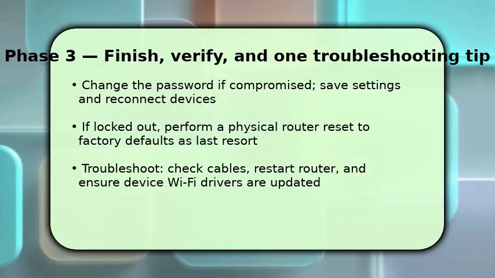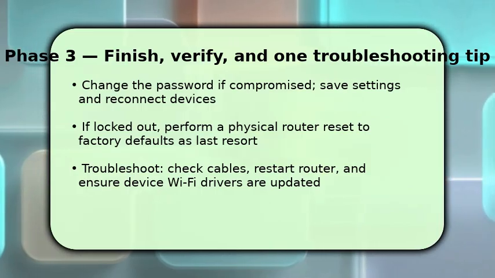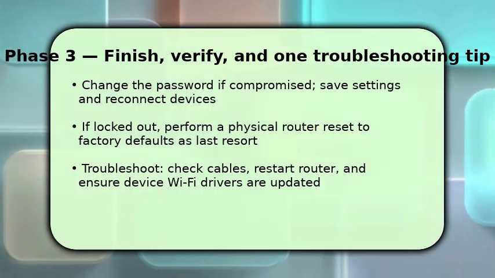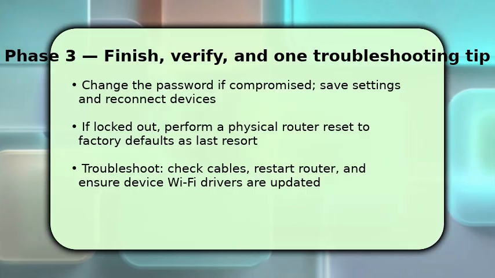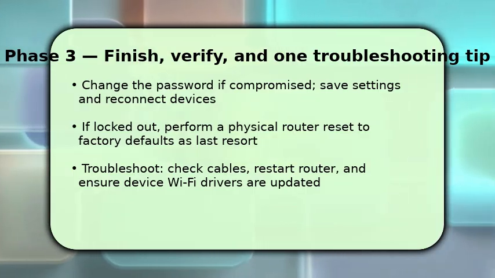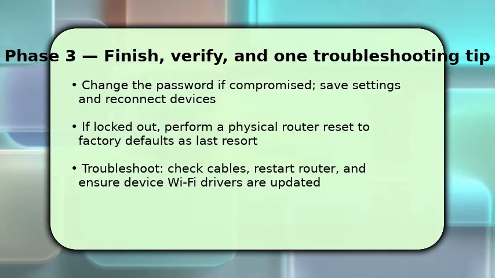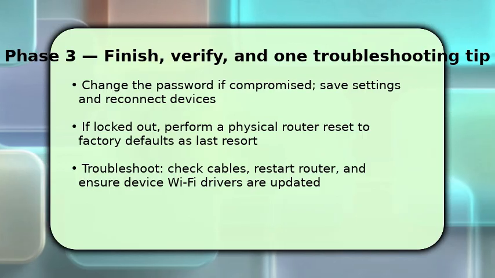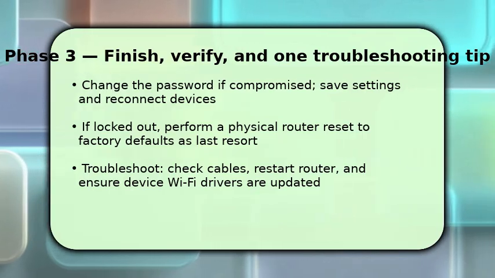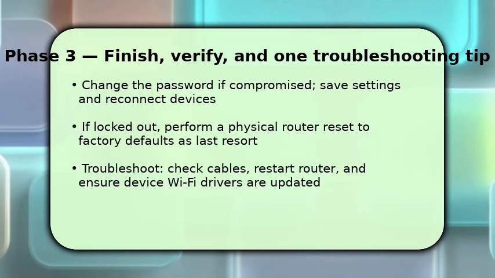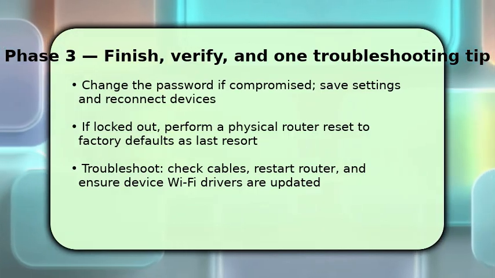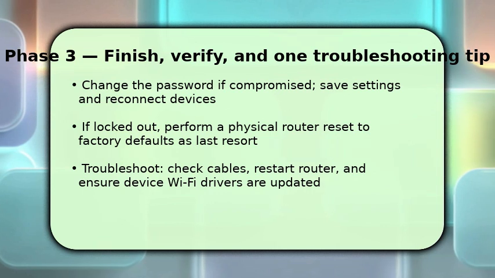If you can't log in, a physical reset restores factory defaults but erases custom settings. Use only as a last resort and note default login info first. If things still go wrong, check cables, reboot the router, and update your device's Wi-Fi drivers. These simple steps often resolve access issues and explain why you couldn't view or use the password earlier.